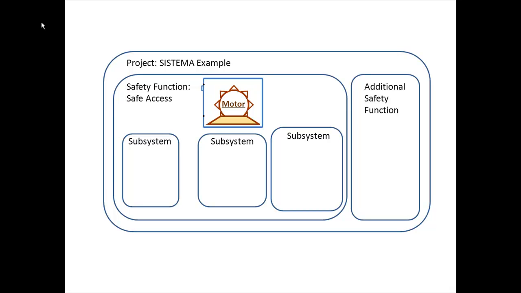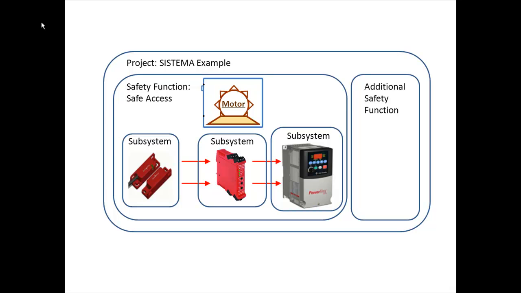The safety function within that project is the safe access interlock function that we have defined. The safety products we have selected are electronic devices with their own diagnostics, and as a result they can be used as complete subsystems within 13849 and SISTEMA. The SensorGuard is our input subsystem, the GSR relay is our logic subsystem, and the PowerFlex drive with safe torque off is our output subsystem. We have two red arrows connecting each to represent the dual channel wiring each device utilizes. We will base our SISTEMA project on this safety circuit.